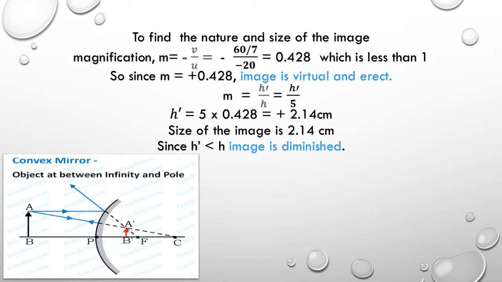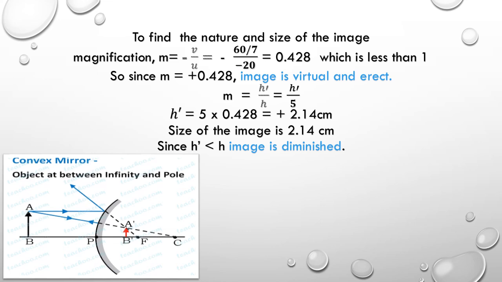And if m is having a value less than 1, what does it mean? It means that the image is diminished. So let us confirm whether the image is diminished. Let us use the next formula, that is m is equal to h dash by h. So we have to calculate h dash here. So h dash is equal to h into m. So h, that is the height of the object, is 5 into 0.428, we get the size of the image, that is equal to 2.14 centimeter. So our object height was 5, whereas the image height becomes 2.14. So this is confirmed that the image is diminished.